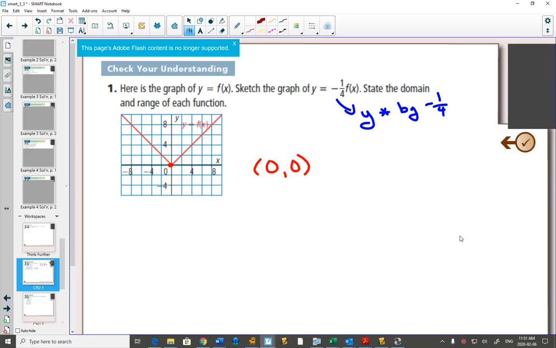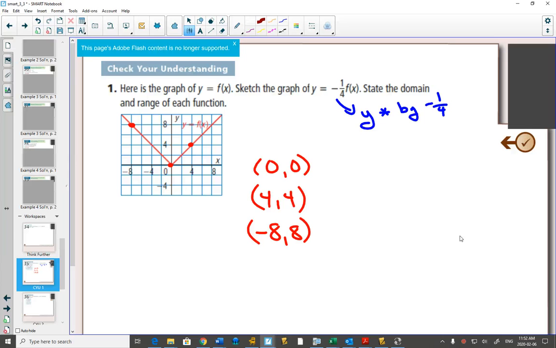Now, I'm going to choose some other points. Are you okay that I choose 4, 4? Why might I not want to choose 1, 1 or 2, 2? It wouldn't be wrong, but there was strategy involved. I think 4, 4 would be a good choice. Another good choice might be negative 8, 8.